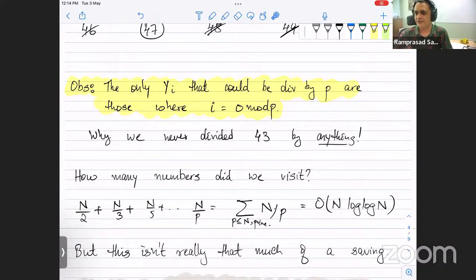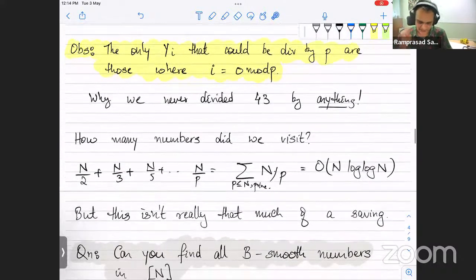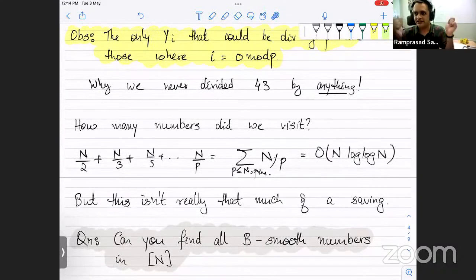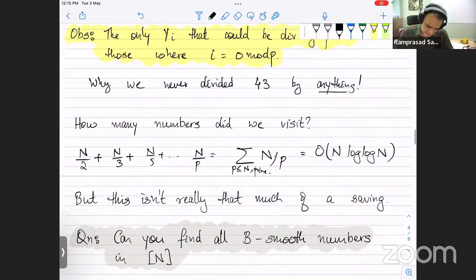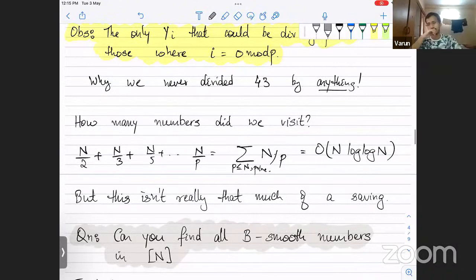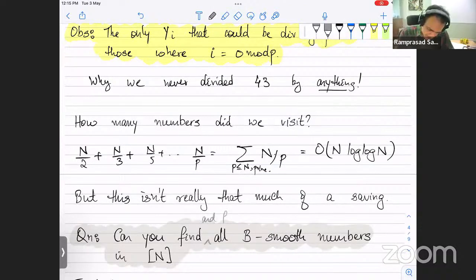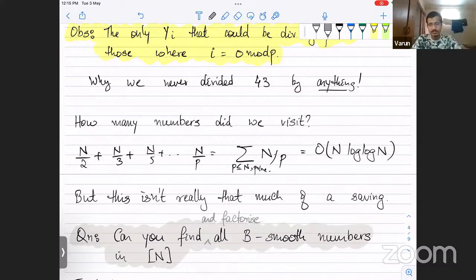Now let's modify this and ask a slightly different question. I give you the range 1 through n, and I ask you to find all the smooth numbers. How would we do this? And not just B-smooth numbers, I want to find them and factorize them. It's sort of the same thing, right? Except you just go until the number left is like B.